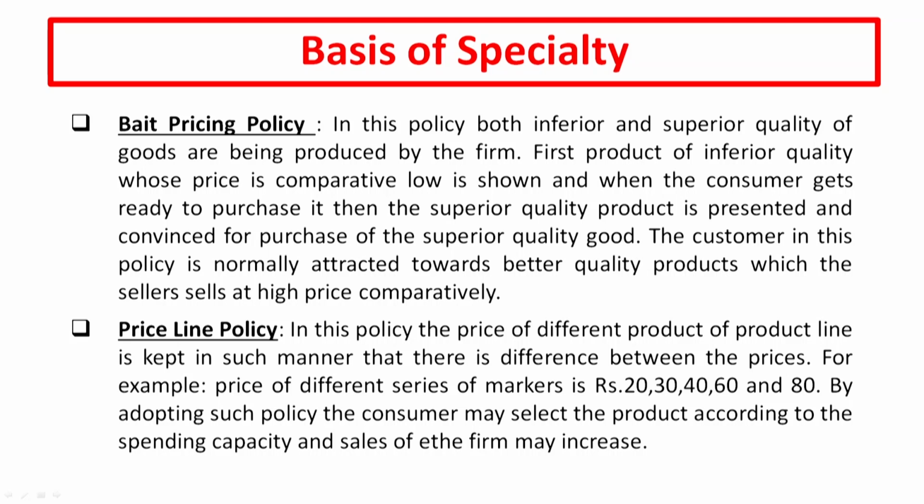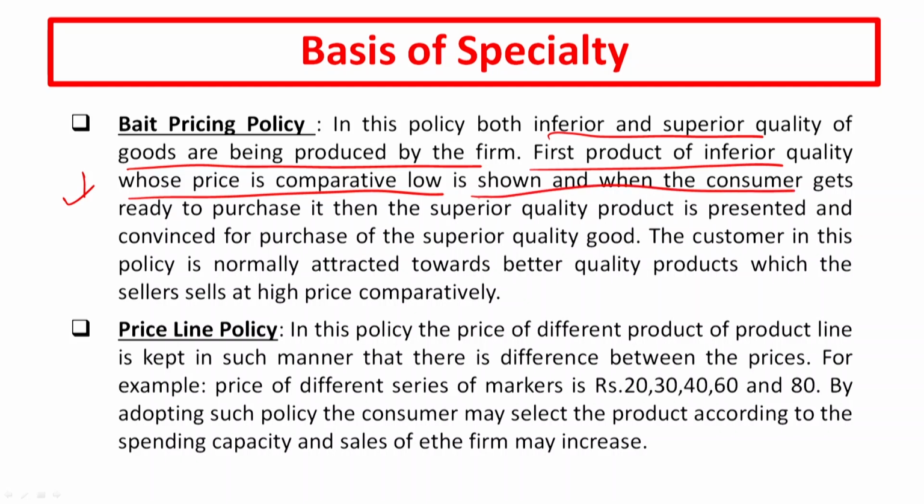In this policy, both inferior and superior quality of goods are being produced by the firm, which means both the qualities of goods are being produced. First a product of inferior quality whose price is comparatively low is shown, and when the consumer gets ready to purchase it, then the product of superior quality is presented and the consumer is convinced to purchase the superior quality goods, which means the organization will be producing both kinds of goods.